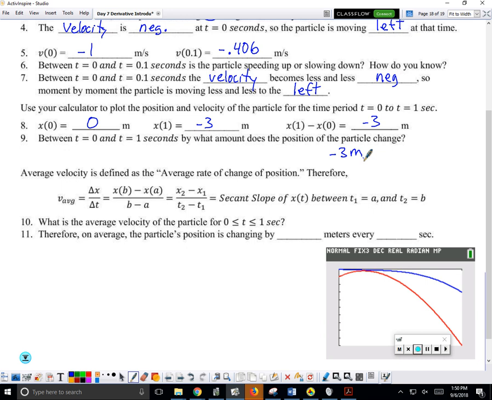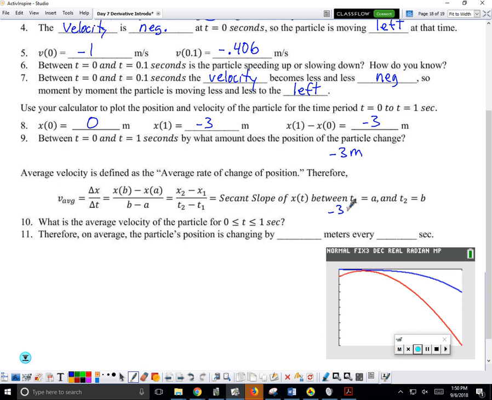Okay, you're going to have to memorize this. We've already talked about average rate of change, so this isn't really that new. The average velocity is the average rate of change of the position, or the secant slope of the position. So if I use this formula, it says what is the average velocity of the particle from 0 to 1? The change in the position is -3.